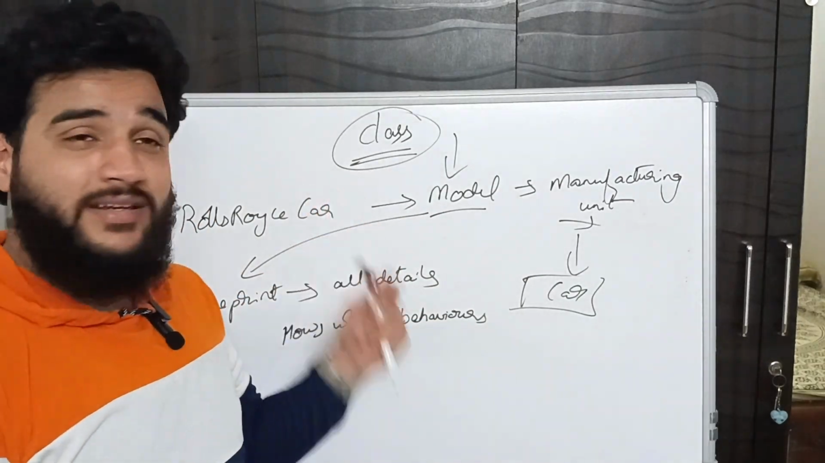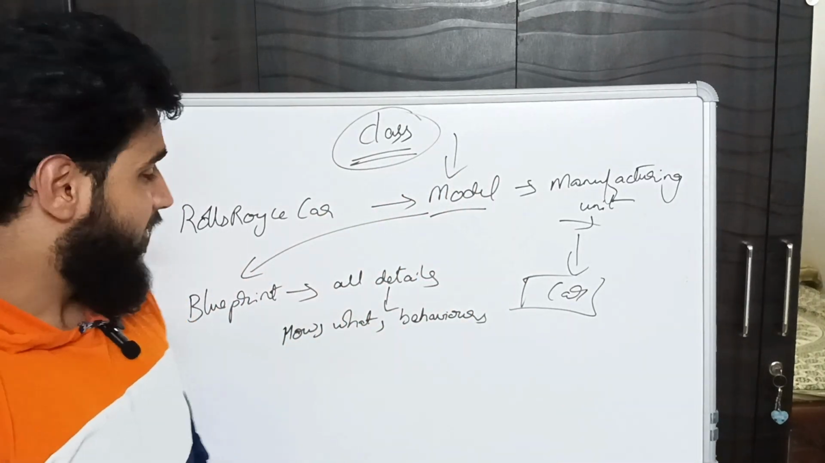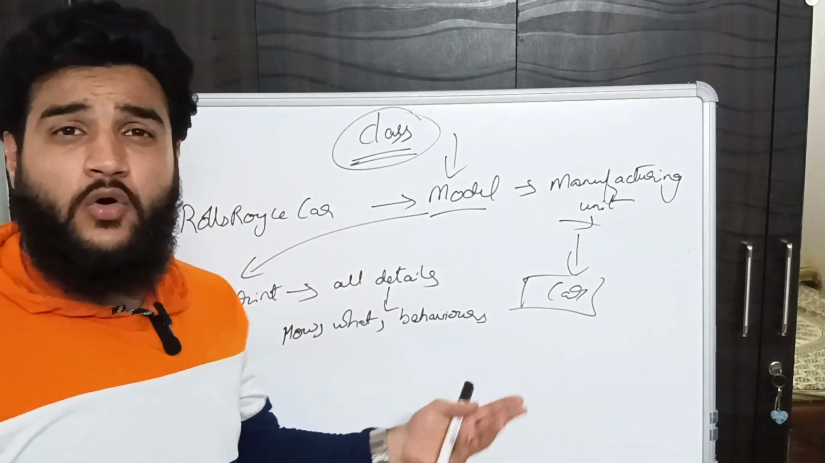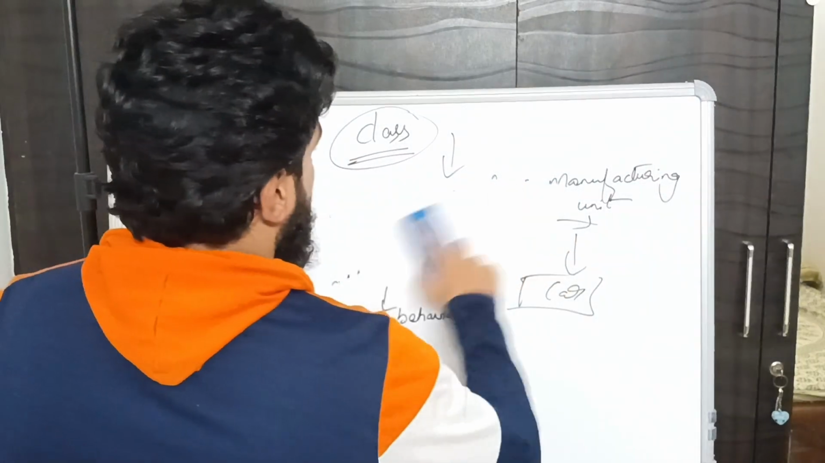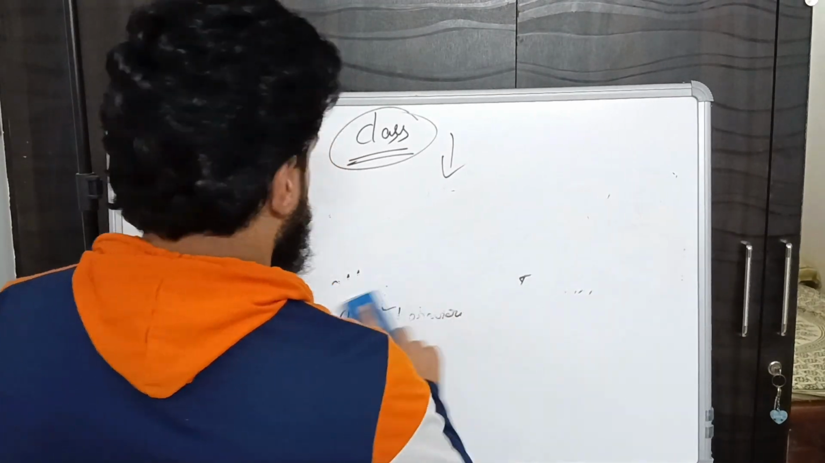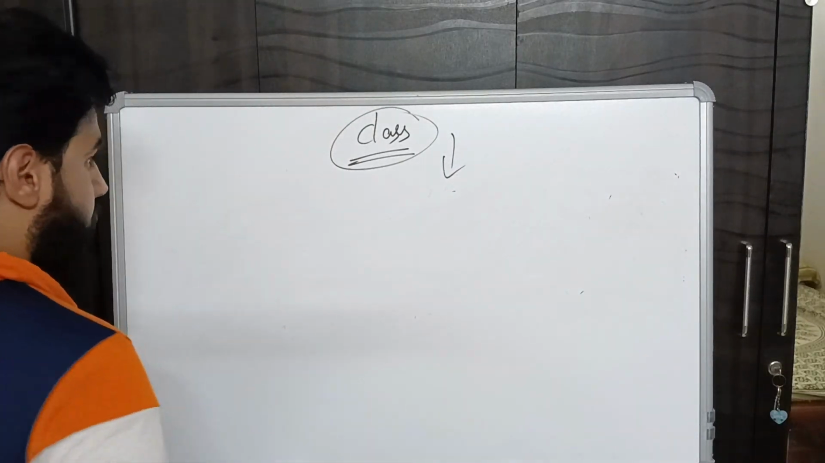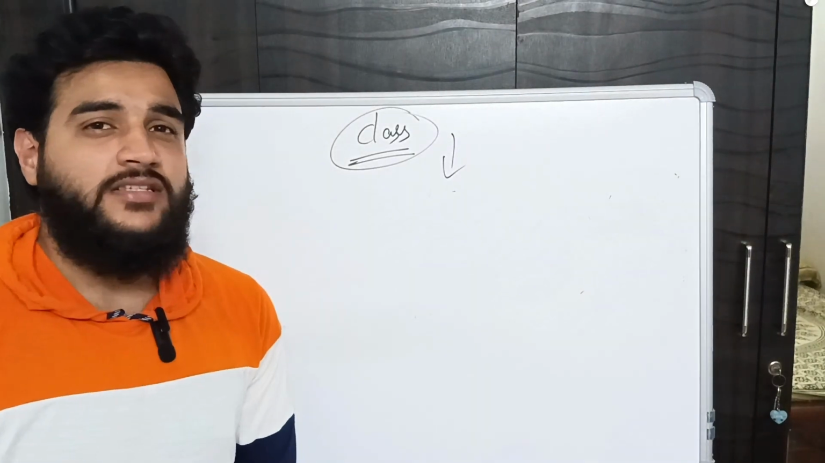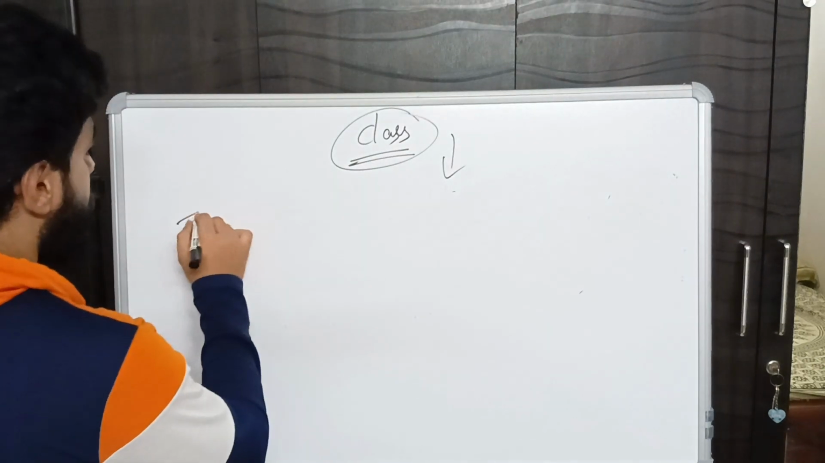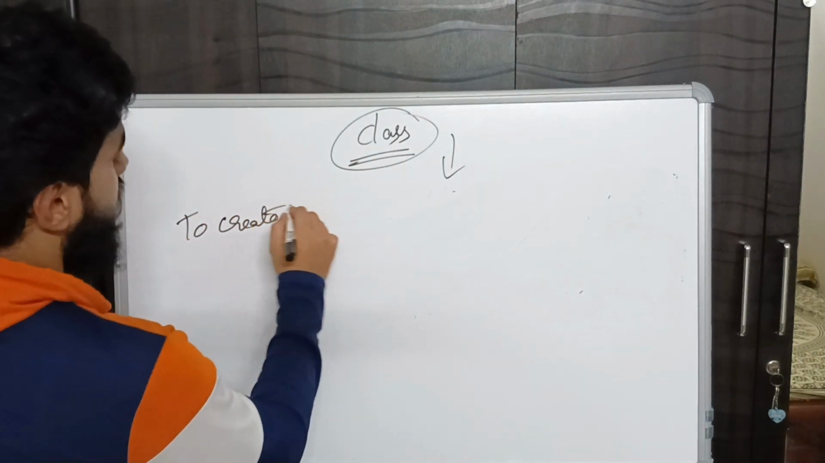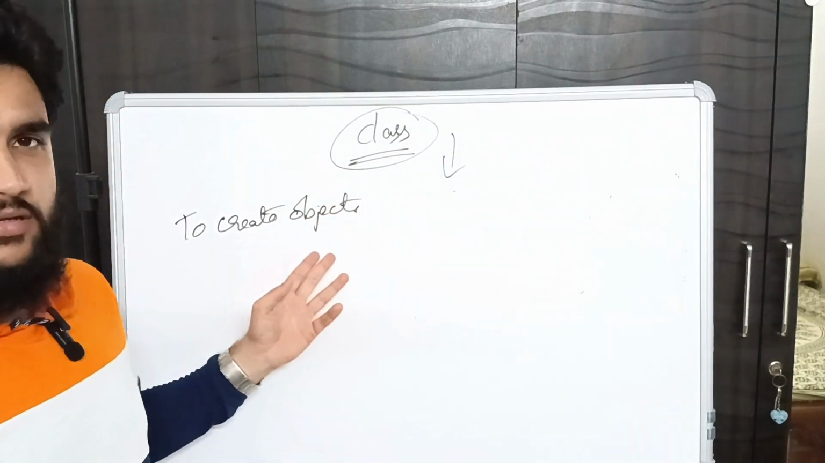Okay, we have understood what the class is, how these things are done, how this blueprint contains all the details, and yeah, blah. But why do we need it? Let's see. So we need classes for one purpose and the primary purpose only. Why? To create objects.